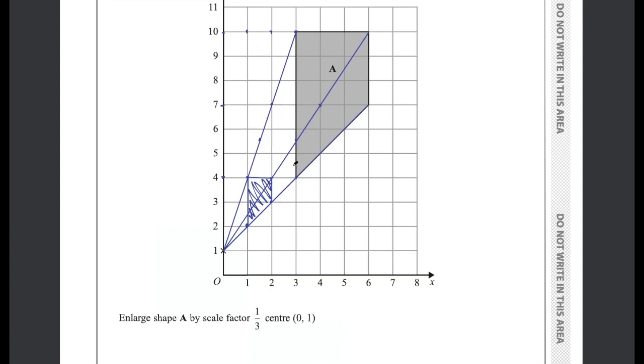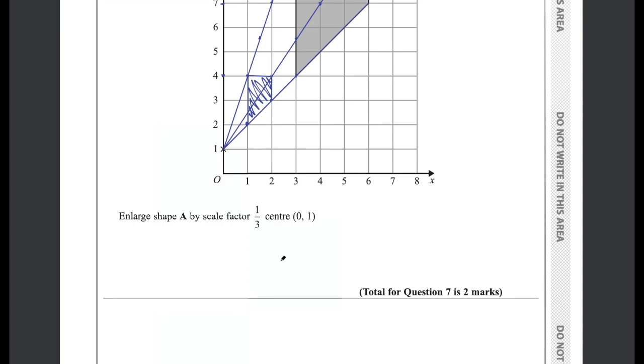So that's another sort of shortcut. Again, this was just if we're enlarging it by a scale factor of a half, to give another example of how to do this type of thing, a bit quicker maybe. So that would be half, but this is a third. So that would be my final answer there for question 7 for 2 marks, and your drawing is your answer there.